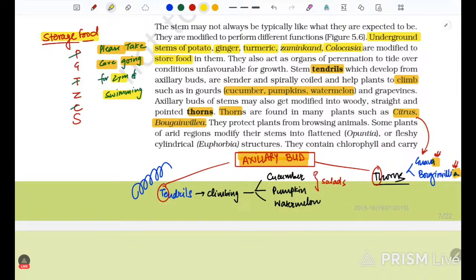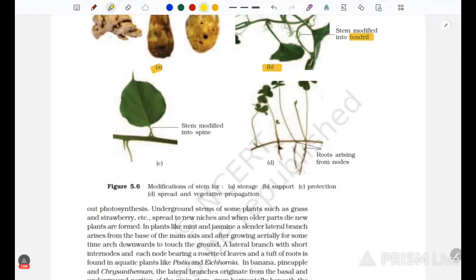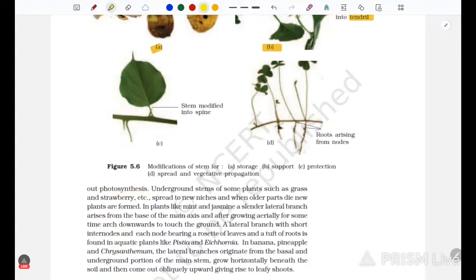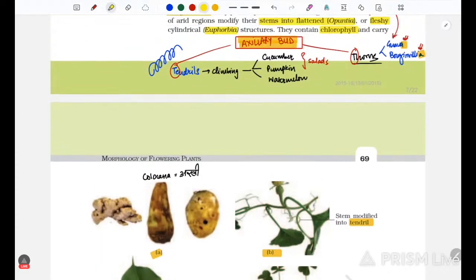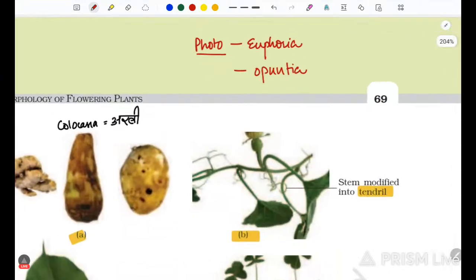Coming on to the next part, that is stem flattened like opuntia, or euphorbia has got a fleshy stem. The good part is that they contain chlorophyll, and since they contain chlorophyll, they carry out photosynthesis. So in what stems are you going to have photosynthesis? Euphorbia and opuntia, both of them are going to have photosynthesis, because they have got chlorophyll.